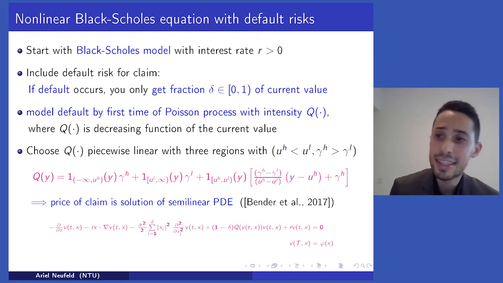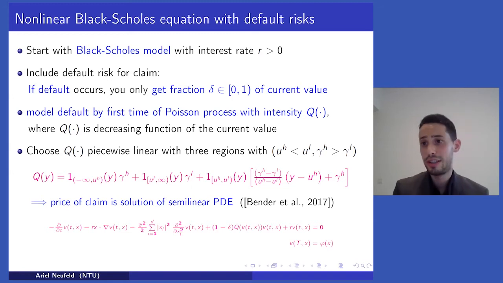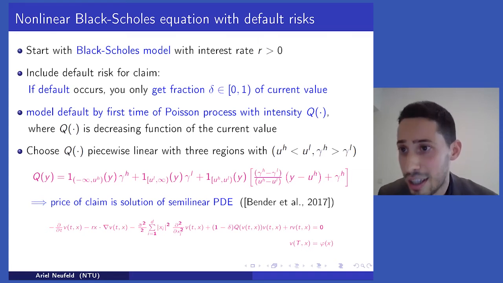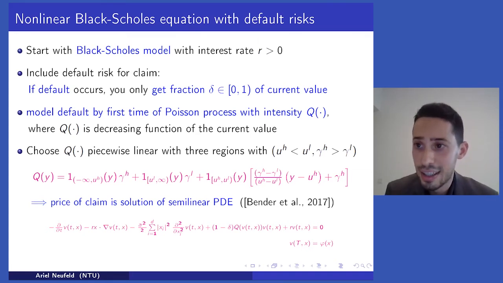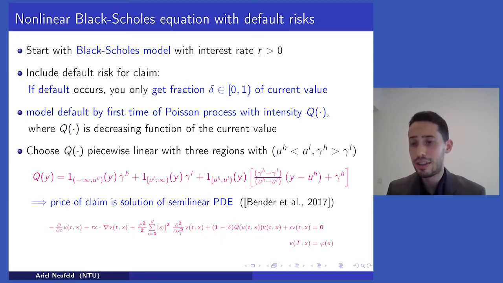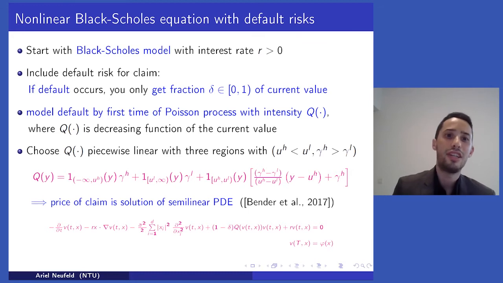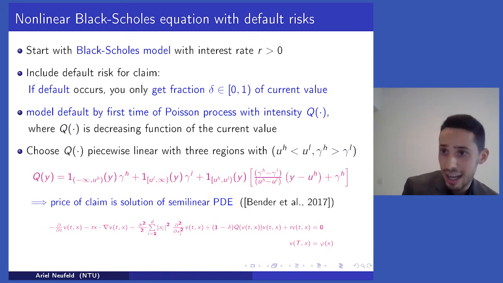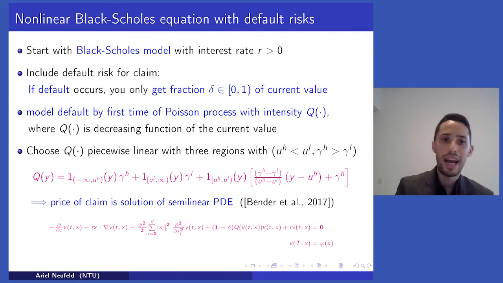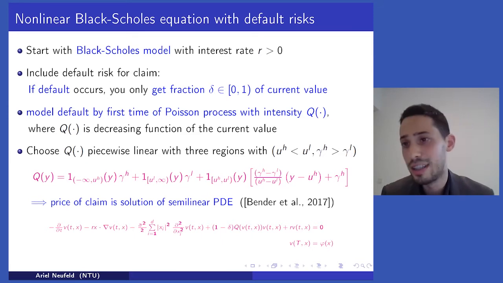So let's start with the Black-Scholes model with interest rate R bigger than 0. This is the classical, let's say, the first model which was used to price financial derivatives and which led to the authors getting a Nobel Prize. And as said at the beginning of the talk, this is a linear PDE. So for this, you have, also for high dimensions, very efficient methods to solve it. But now, compared to the classical Black-Scholes model, we add that there is actually default risk for the claim.